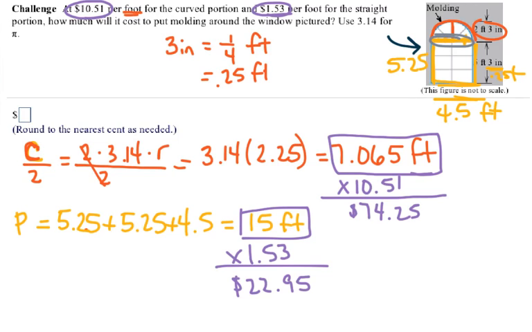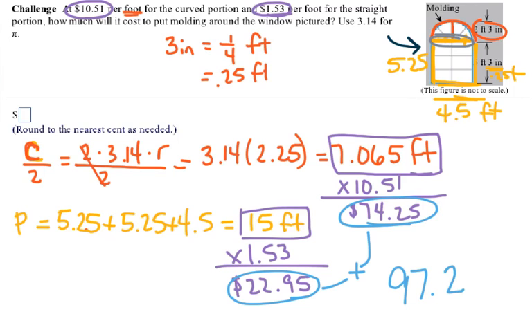So my answer is when I add those numbers together. So $74.25 plus $22.95 gives me $97.20. Now, you're going to get 97.2 on your calculator. Be sure to put that in terms of money. So $97.20 is my answer. And that wraps up topic 20 in digits.